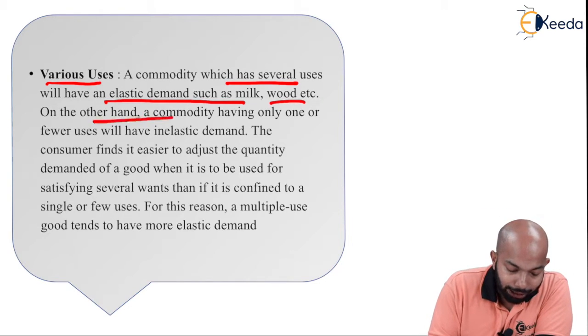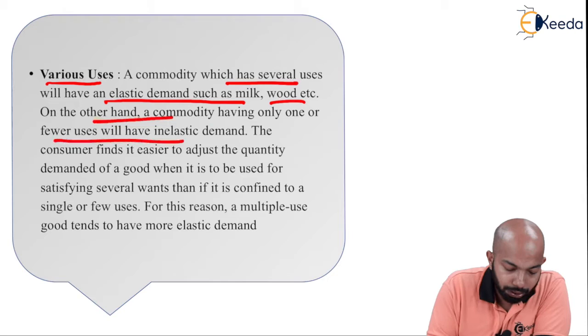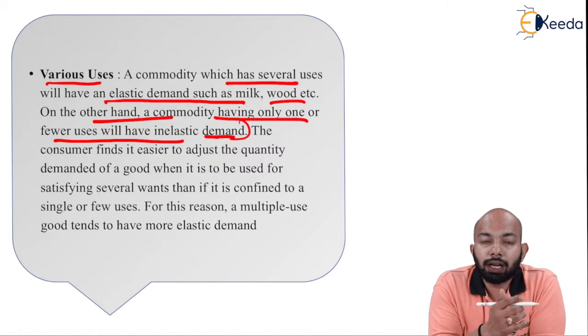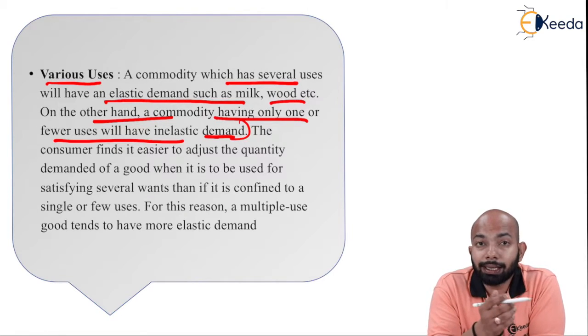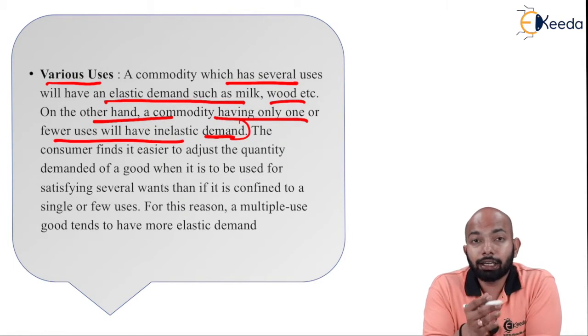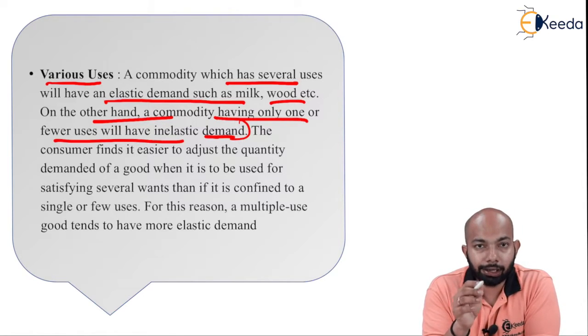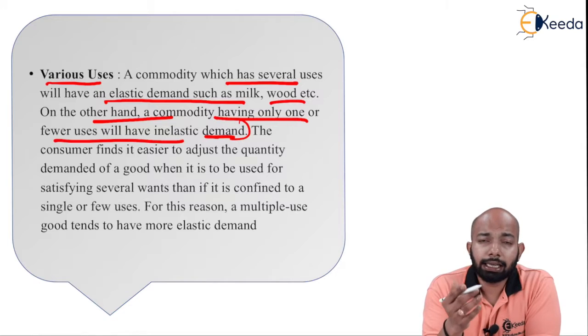On the other hand, a commodity having only one or fewer uses will have inelastic demand. Now, car. What is the use of a car? Taking you from point A to point B. Any other use? Does that car give you any kind of importance, or any kind of monetary benefit unless and until you're putting it on rent? Nothing, right? Hence, in that case, the demand will be inelastic.